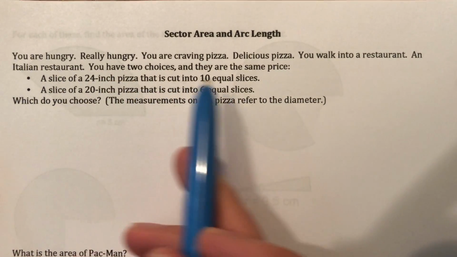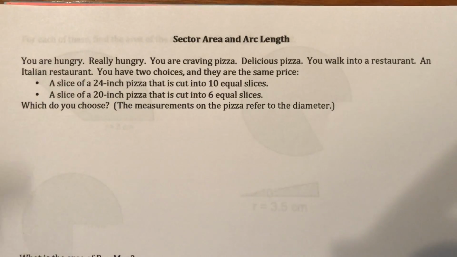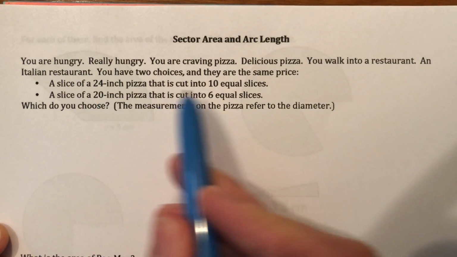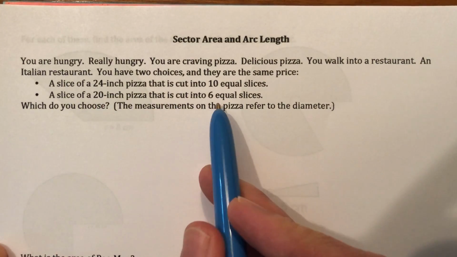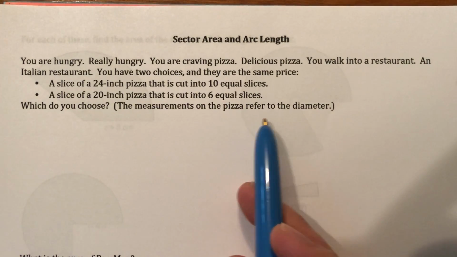You have two choices and they're the same price. So this is about to ask you to compare these two choices. Let's do it. You have a slice of a 24-inch pizza that's cut into 10 equal slices. You have a slice of a 20-inch pizza that's cut into 6 equal slices. Which one do you choose? And the measurements of the pizza refer to the diameter.